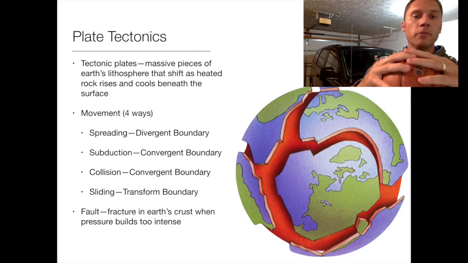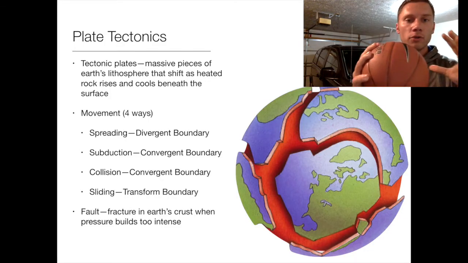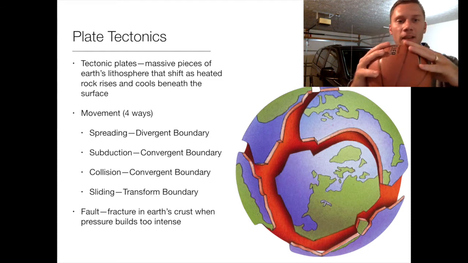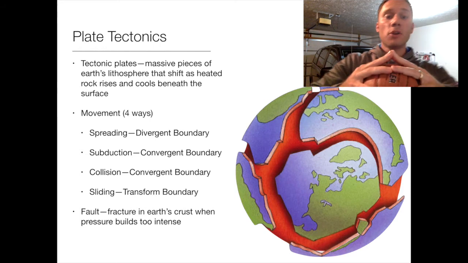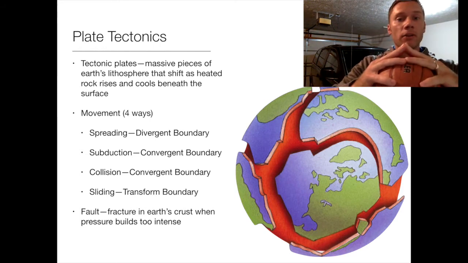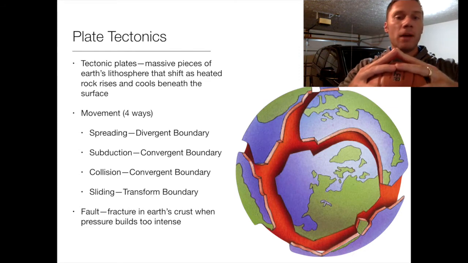The third type of movement is a collision, where 2 of the tectonic plates get together and they collide into one another just like this. And again, that is also a convergent boundary, bringing 2 together. So both subduction and collision, they make that convergent boundary.